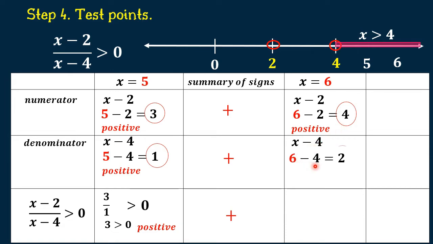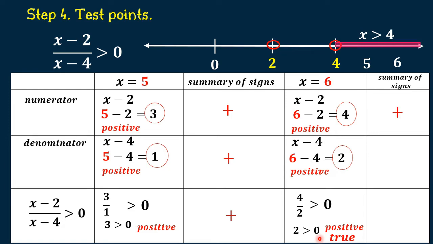Next, we will plug into our denominator, x minus 4. So we have 6 minus 4 that is equal to positive 2. So the result is positive. And if we divide numerator by denominator, 4 divided by 2, the result is positive 2. So we have here a positive result and 2 is greater than 0 which is true. So we have here summary of signs. The numerator is positive, the denominator is positive. Of course, positive divided by positive, we have the quotient of positive.